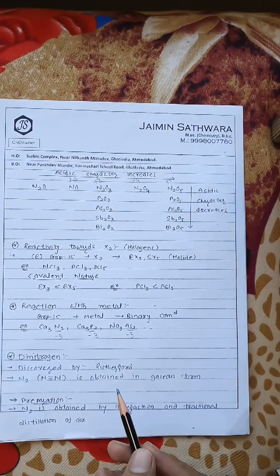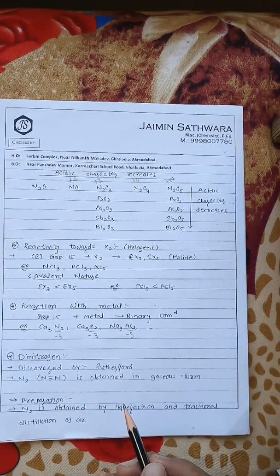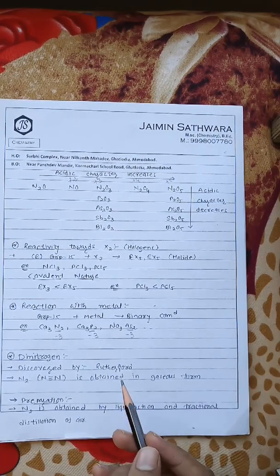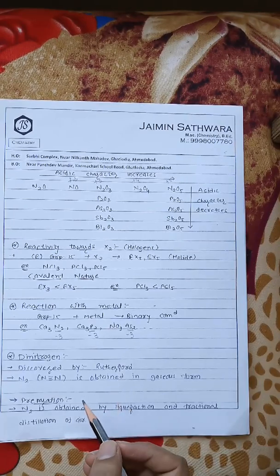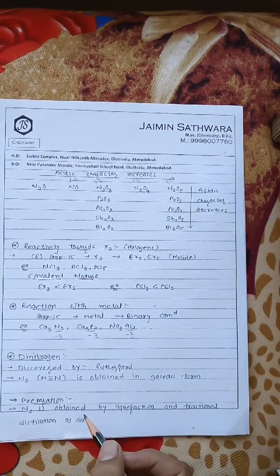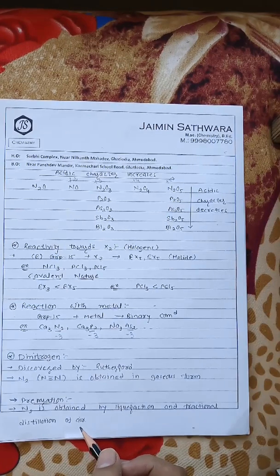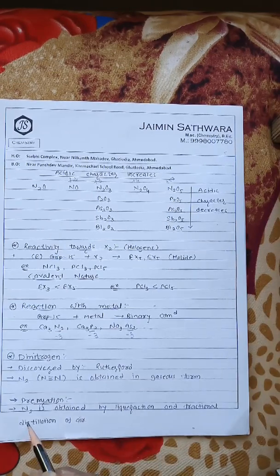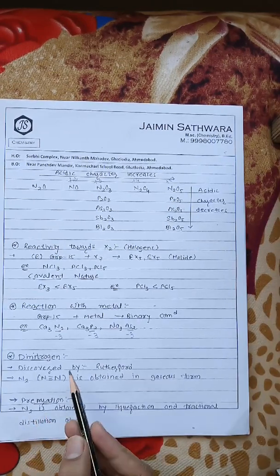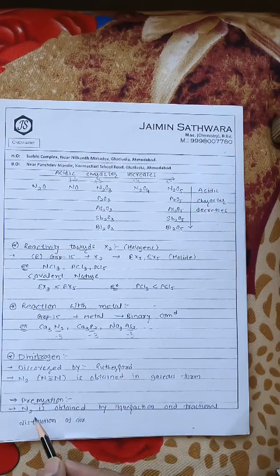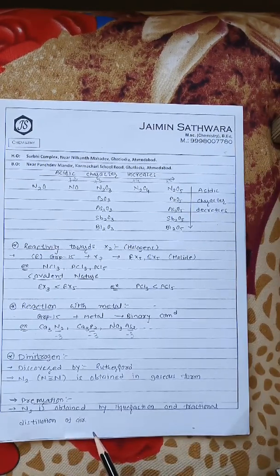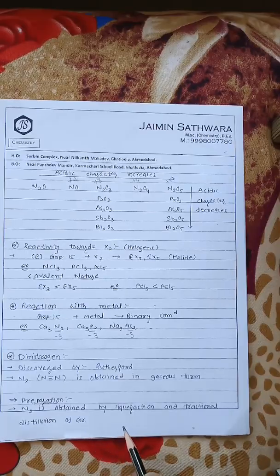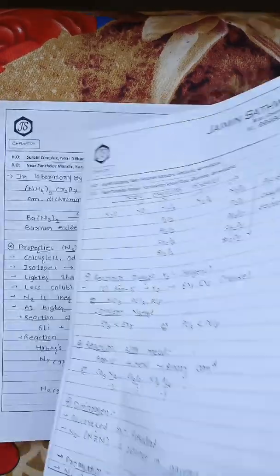So in this compound, we have to study majorly three factors. First point is the preparation, second is the properties, and the third important point is uses. First we discuss the preparation of dinitrogen. Dinitrogen is obtained by the liquefaction and fractional distillation of air, because we know that in air 78% nitrogen is present.